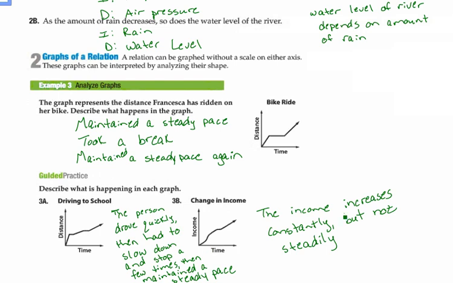Change in income, I said that the income increases constantly. It's always going up. But I said not steadily, because noticing this right here, that's not a steady increase because it's not a straight line. Okay, so interpreting data, which is what we're going to look at in this section. So you are now ready to start the assignment for this section.